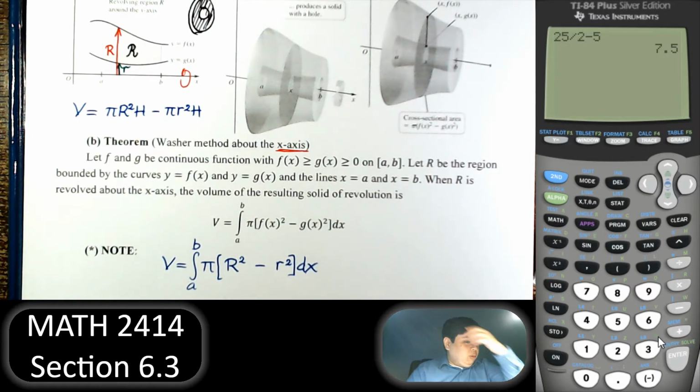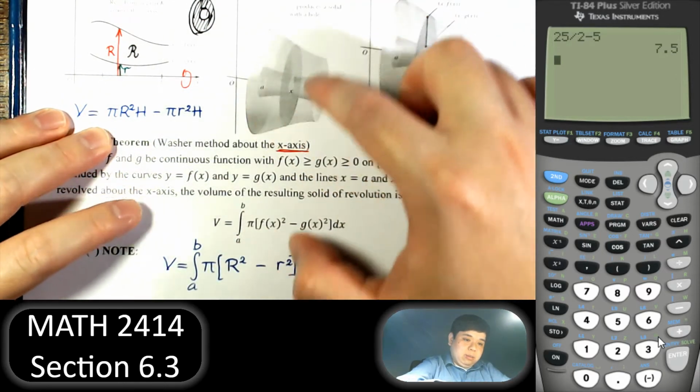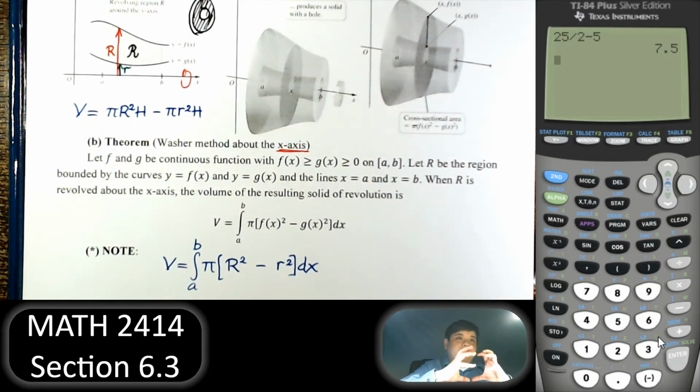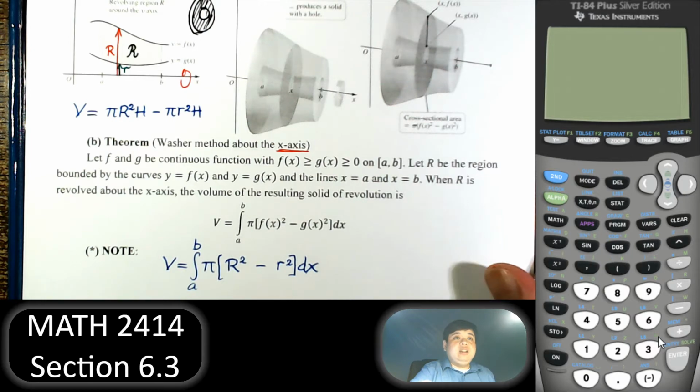So we just have the volume of the whole region, of the whole thing, and take out the hollow in the middle. We have the volume of that shape. So if there is a hollow region, then that will be a washer. If there's none, it will be a disk.